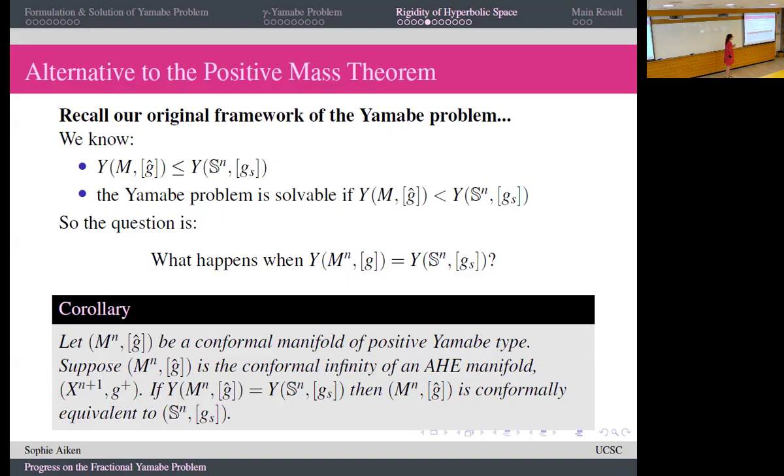Okay, so this is a way to finish proving the Yamabe problem without using this massive machinery of the positive mass theorem that happened to apply here. This is a much more direct way to finish that out.